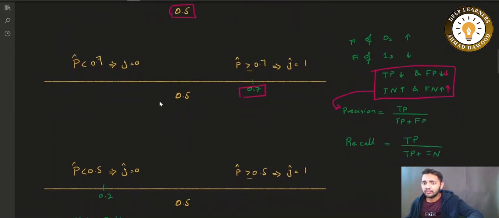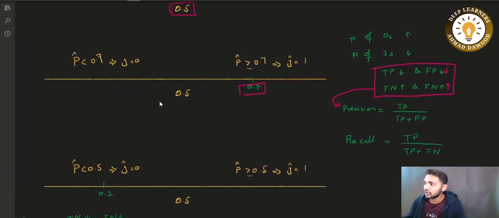Precision usually considers false positives. Okay, so true positives decrease. True positives are also in the denominator, so it is decreasing, but false positives decrease a lot, so there is a very small value. This will maintain the ratio, but it will be very small in the denominator. So that's why your precision overall will increase when you increase your threshold.